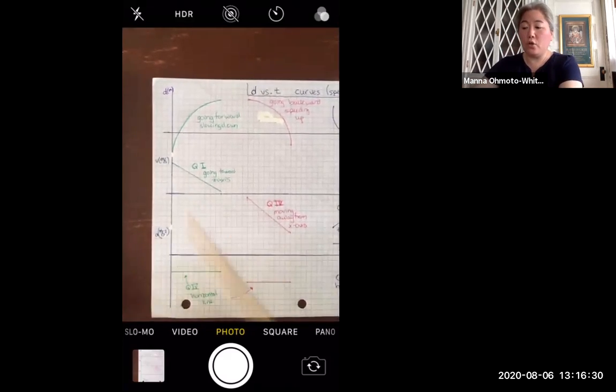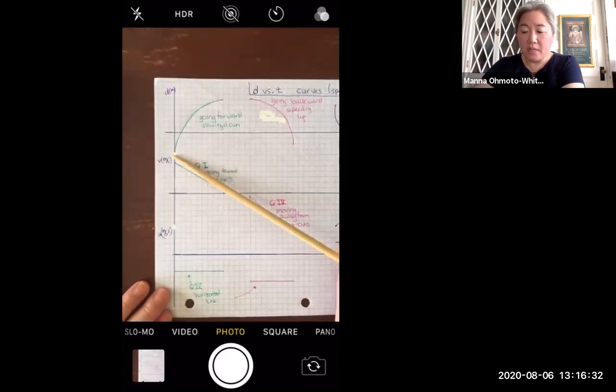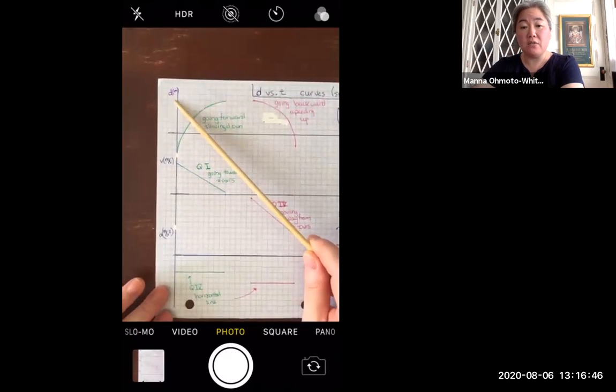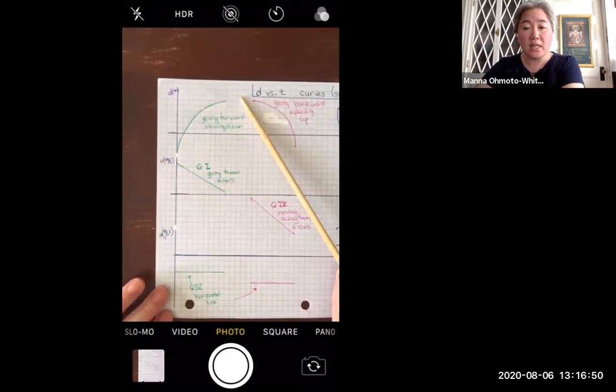Here, in the green, I have an object that has a general positive slope, which means that it's going forward. And because the slope is starting to flatten out, my object is starting to slow down. So the two aspects of this motion of this object described by this d versus t graph is that my object is going forward and slowing down.